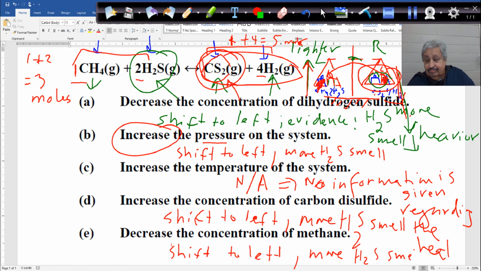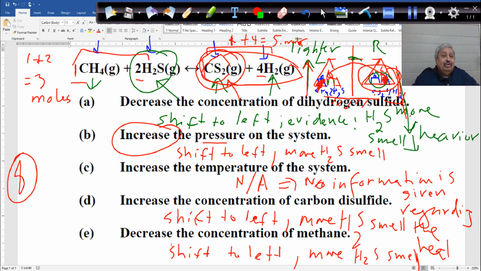It looks to us like none of those conditions will shift the reaction to the right. Which are those conditions, from A to B to C to D? Which condition will add to this? So the answer is not there.